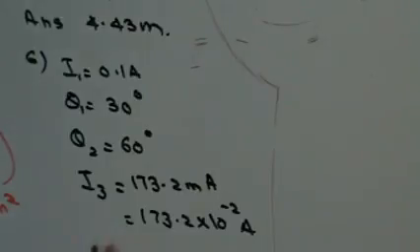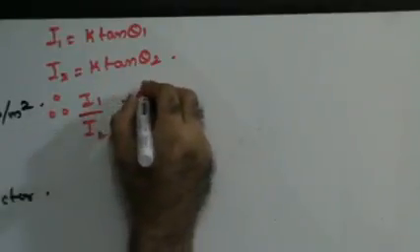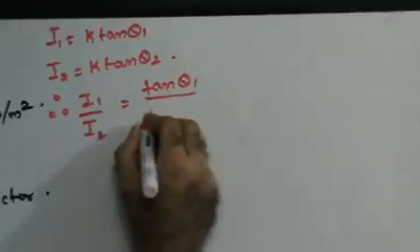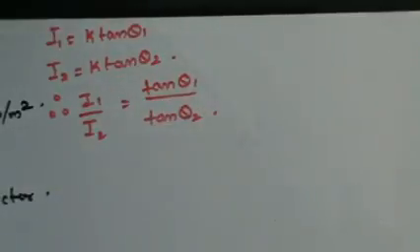Now, for a tangent galvanometer, I know that current is equal to K times tan theta. Therefore, I can say that I1 is equal to K times tan theta 1. Similarly, I2 is equal to K times tan theta 2. If I divide equation 1 and 2, I'll get I1 upon I2 as tan theta 1 upon tan theta 2, as K gets cancelled. Out of which I know I1, I know theta 1, theta 2. From here I should get I2.